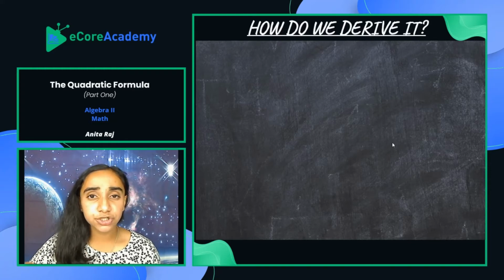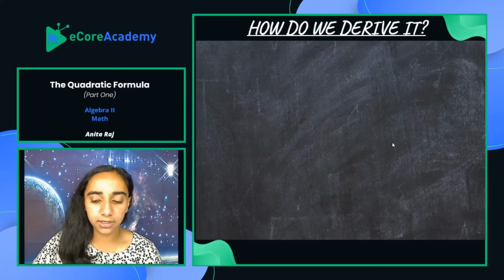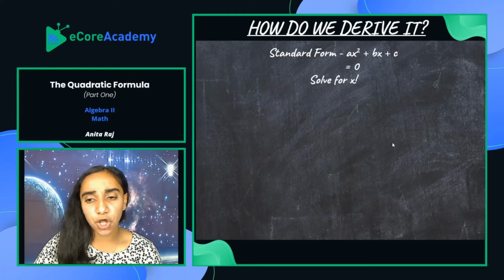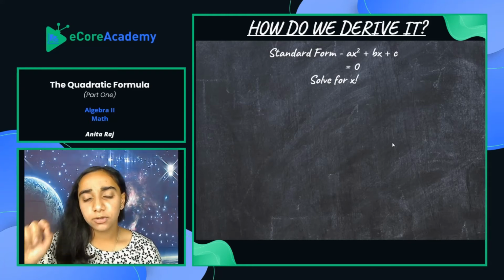However, now I'm going to show you exactly how we derive it. And how do we derive it? So we're deriving it from standard form. And remember, standard form is ax squared plus bx plus c, and this is equal to 0. As you can see, you're solving for x. Remember, what does that mean?